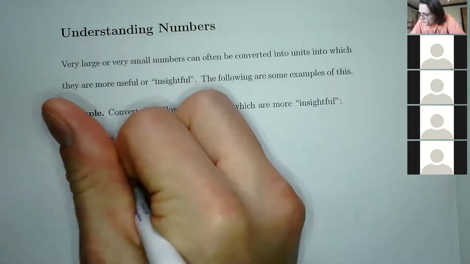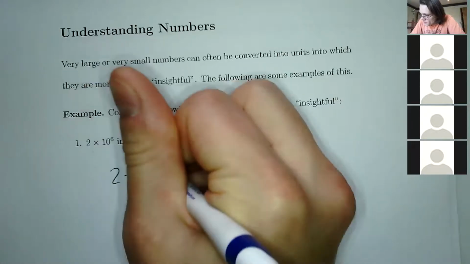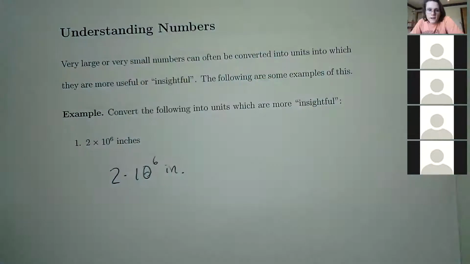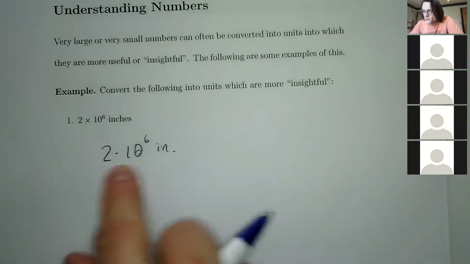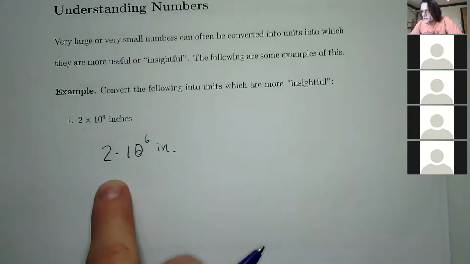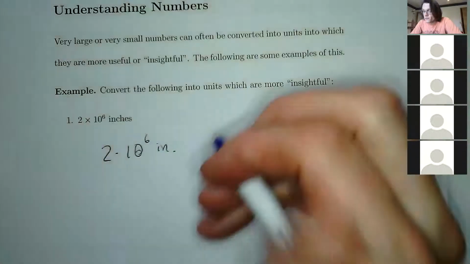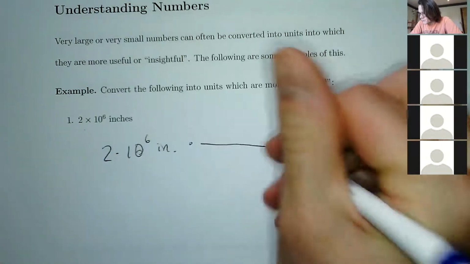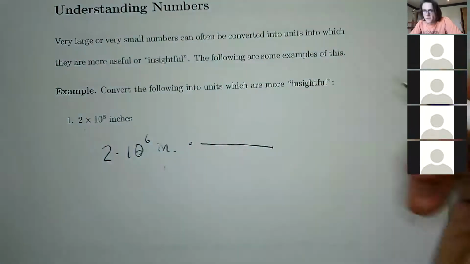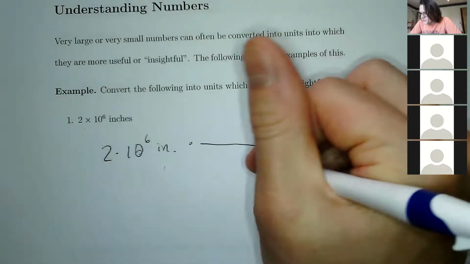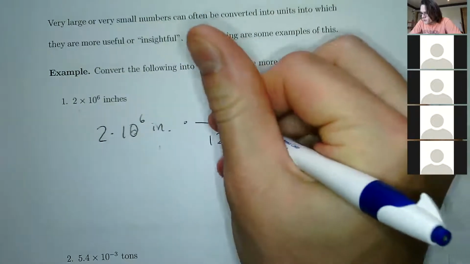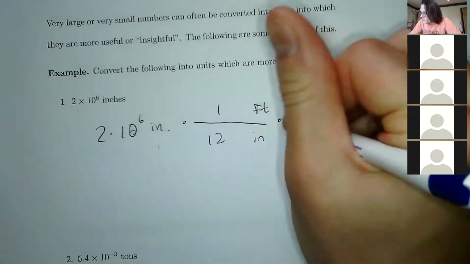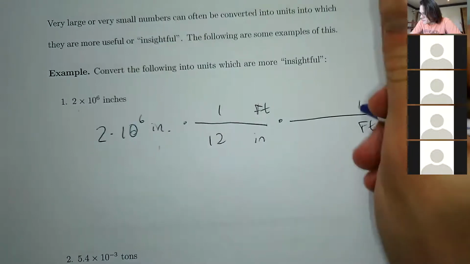So we have 2 times 10 to the 6 inches. And we haven't done any unit conversions with scientific notation yet. You can always leave it in scientific notation and do your unit conversions at the same time. So I'll leave it here and see what happens. Inches I want to convert to feet, so I'll put inches in the bottom, feet in the top, 12 inches in 1 foot. And then I want to convert it to miles, so I'll put feet in the bottom and miles in the top.